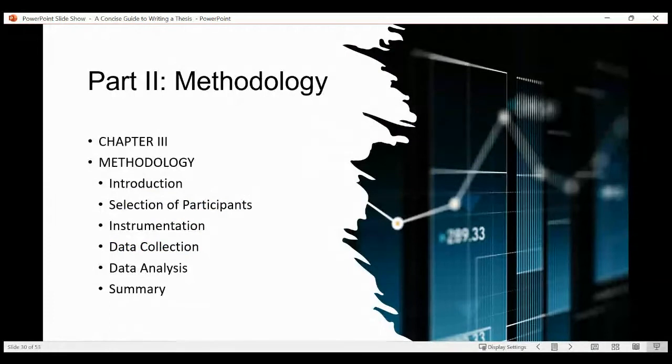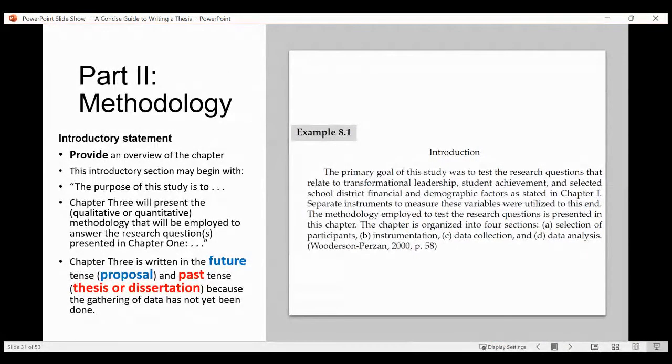So what is included in the methodology chapter? You need to include introduction, participants, instruments, data collection, and data analysis. What is in the introduction? You need to provide an overview of the chapter. You can say, for example, restate the purpose of your study with your research questions. It could be: the purpose of the study is to, or chapter 3 will present the qualitative or quantitative methodology that will be employed, and you provide some details here.